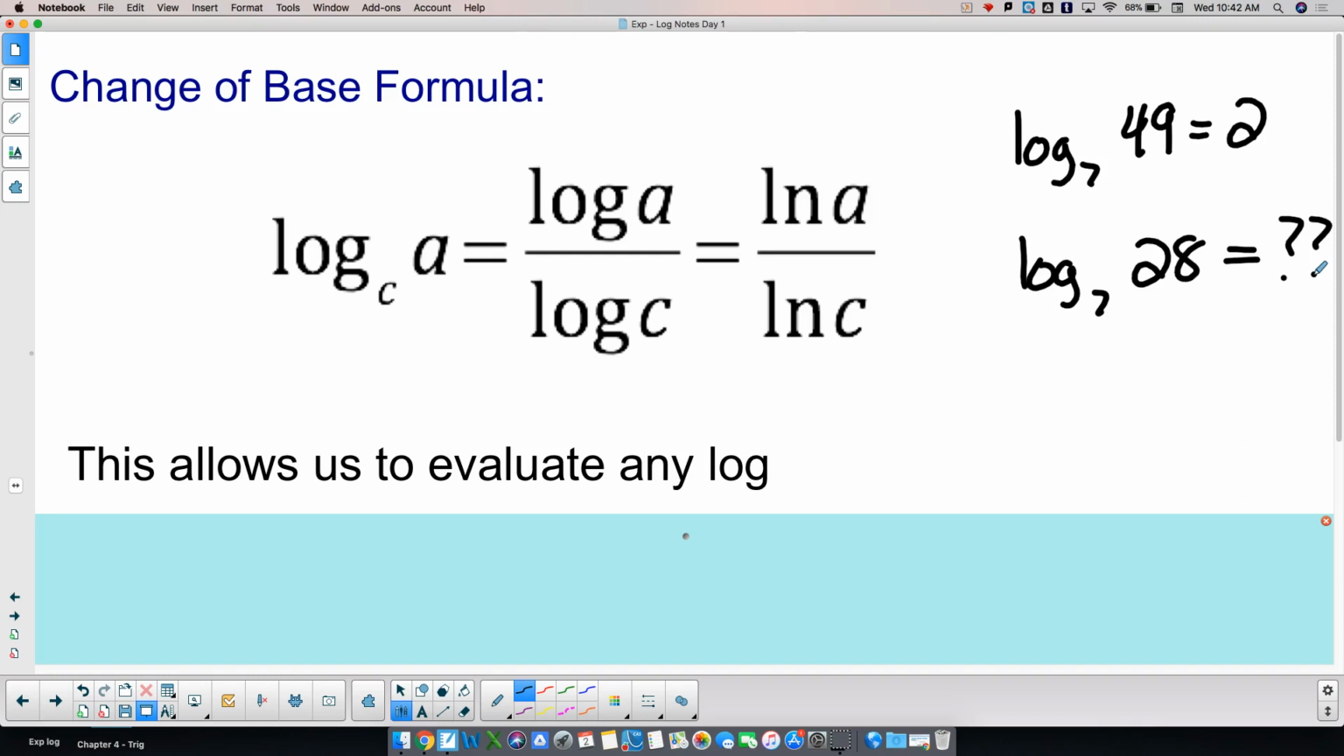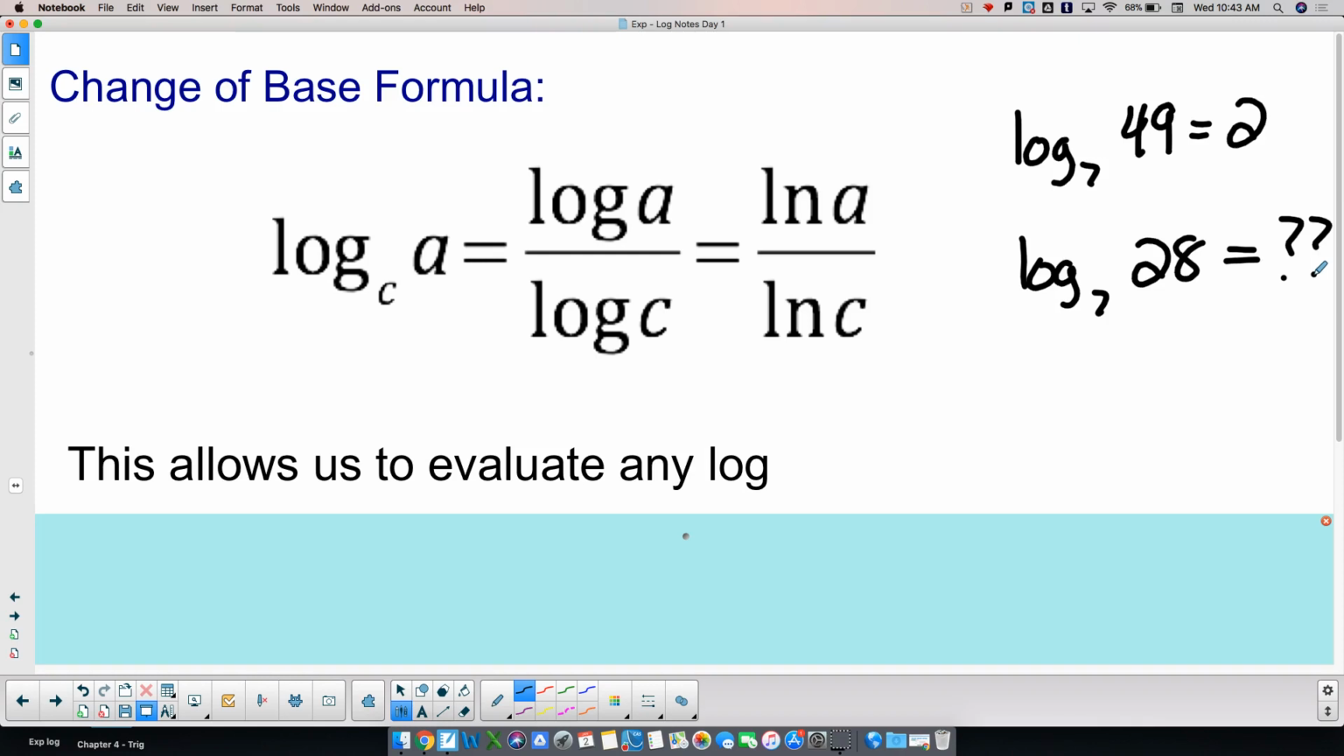Okay? So we have what's out there called the change of base formula. Because your scientific calculators are limited in the 2 bases that they can do. They can only do base 10 and base e.